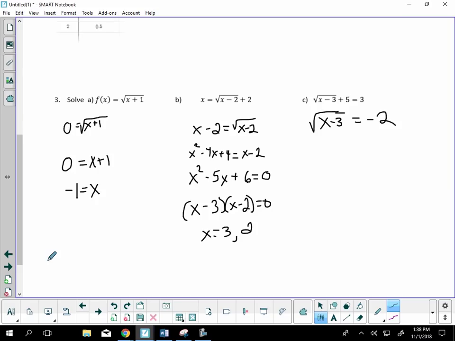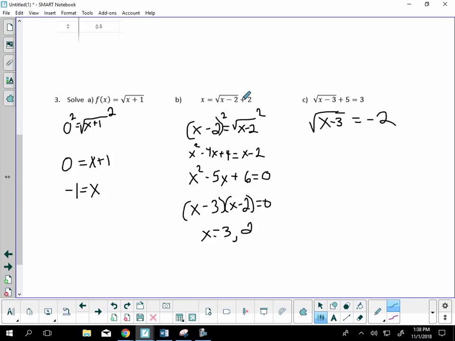Number three, you need to solve those. Well, what I would do is start by squaring both sides to get rid of that radical, and you're left with 0 equals x plus 1. x equals negative 1. Here, before you square both sides, you want to get that radical by itself. So you're going to square both sides now that you've got that radical by itself. And remember to FOIL, that's where the x squared minus 4x plus 4 comes from. You want it set equal to 0, factor, and you get x equals 3, x equals 2.